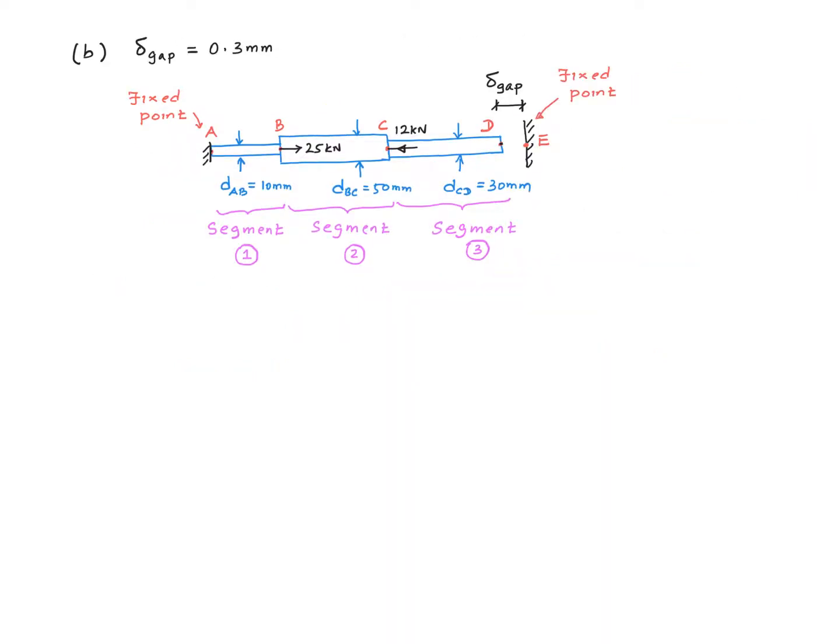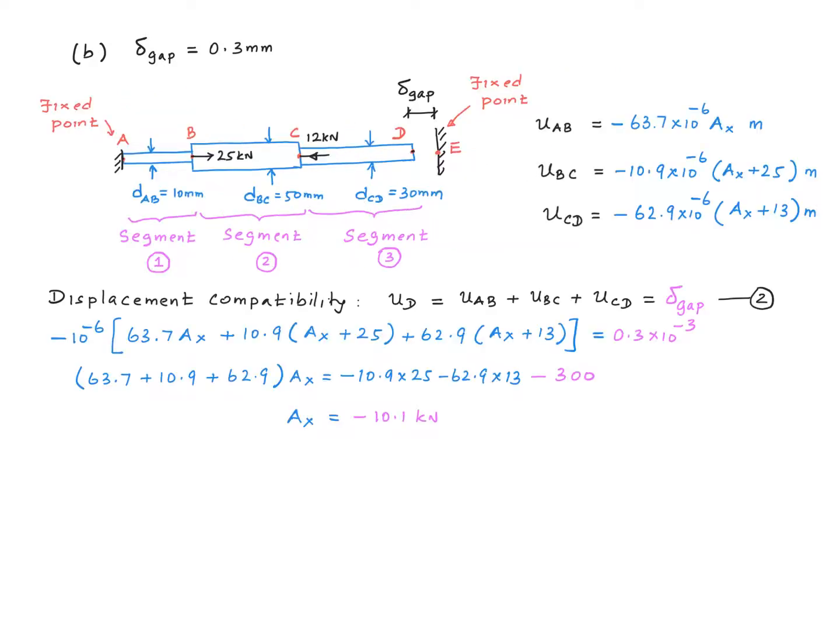Now let's go ahead and work on part B, where we do have a gap between point D and point E, given by this value right here, 0.3 millimeters. The difference between what we need to do here and what we did before is in the displacement compatibility equation. Earlier, the displacement at point D is 0, but this time the displacement of D must be equal to delta gap. Delta gap expressed in meters is 0.3 multiplied by 10 to the minus 3.